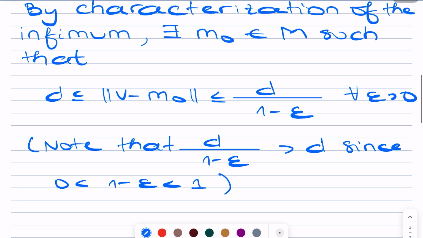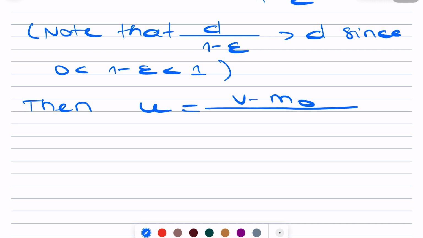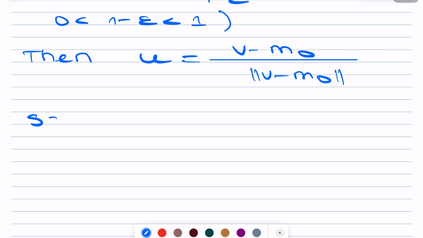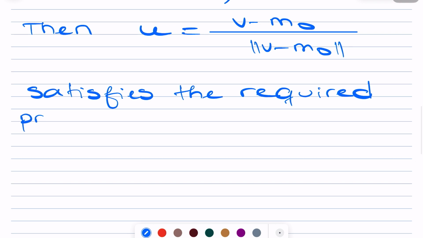Okay, so then if you set u to be v minus m0, normalized by the norm of v minus m0, then this u satisfies the required properties.